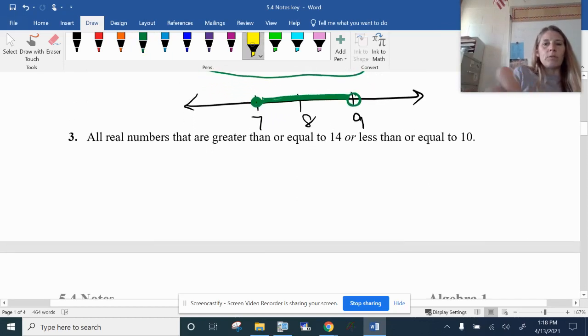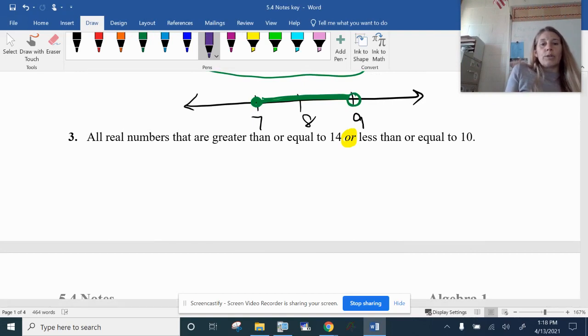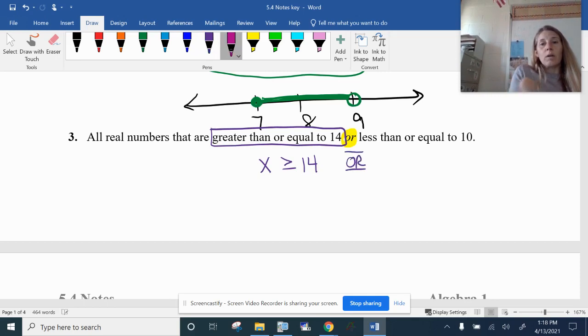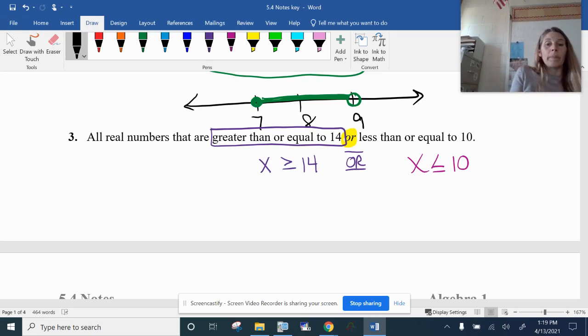And then finally, let's do the third one. Again, there's an or problem happening here. So all real numbers that are greater than or equal to 14. So that's one of my inequalities. X is greater than or equal to 14, or less than or equal to 10, and I'm going to just need another X there since it was an or problem.